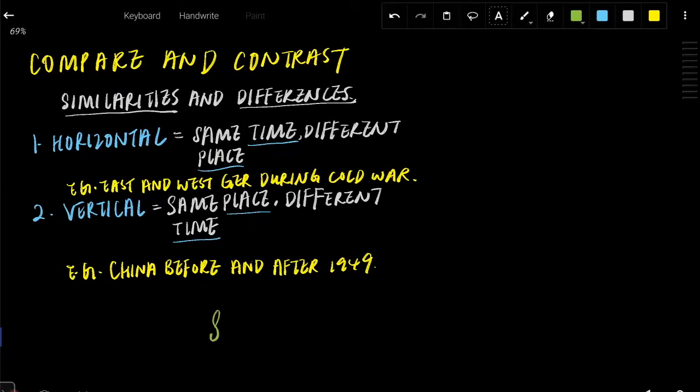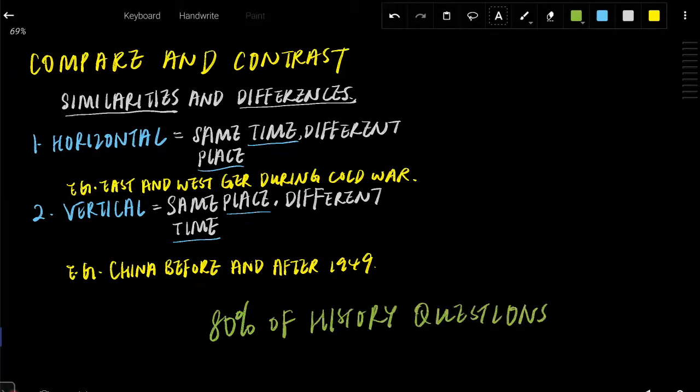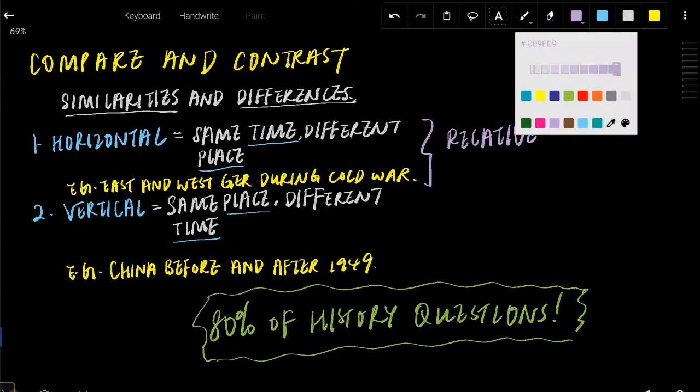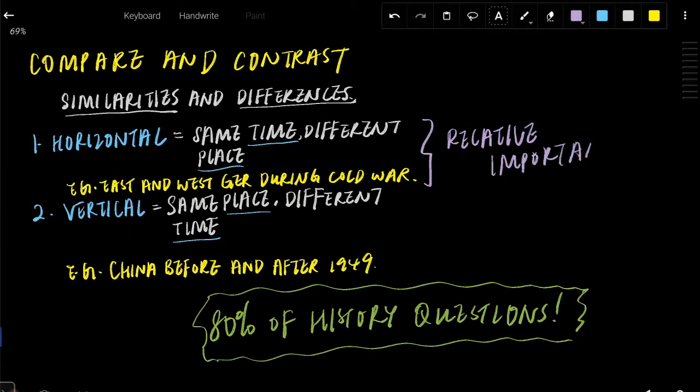So, we use this in 80% of history questions. It is a lot. If you don't believe me, I will give you some examples. For horizontal comparison, we might use it in relative importance questions. For example, if we do a relative importance question about the causes of the First World War, we will need to compare between causes which happened before the First World War. So it's the same period of time.